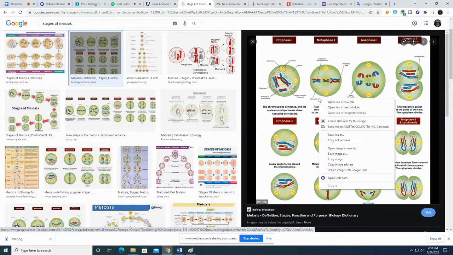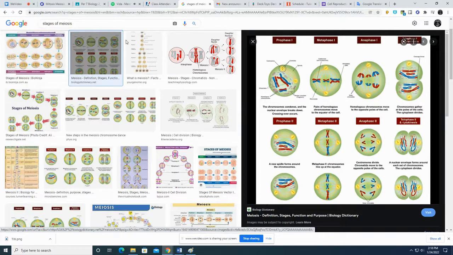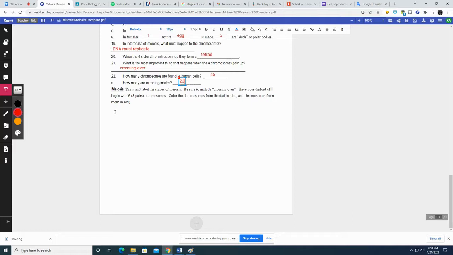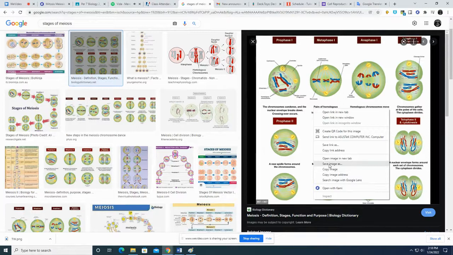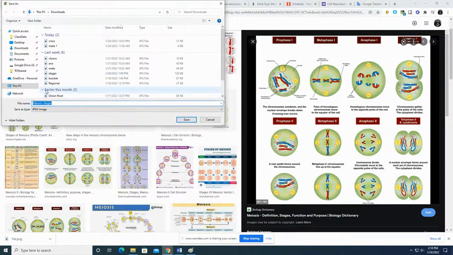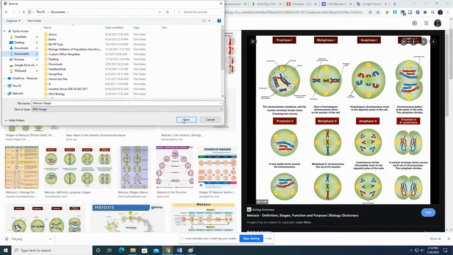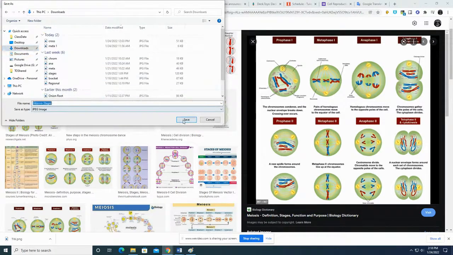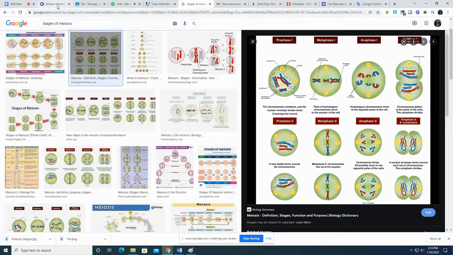All right, so I'm going to copy this image, go back over here. You guys can do this too if you want. If you like to draw, you can. Hopefully it goes in there. Paste. No. All right, so it looks like I gotta go back. Google Images. Save image as. Meiosis stages, that's fine. Documents. No, actually I put them in downloads. Boom. And now I'll go back to this.